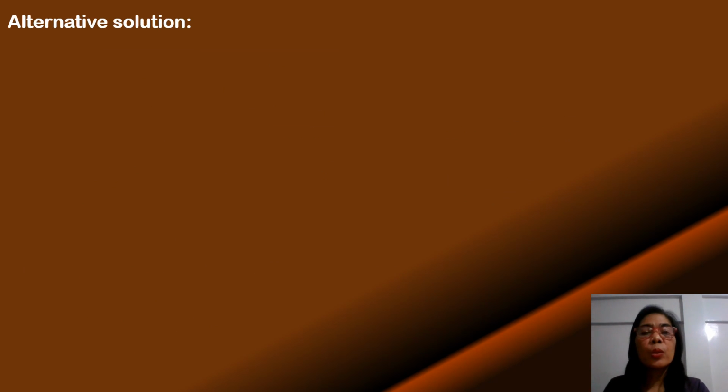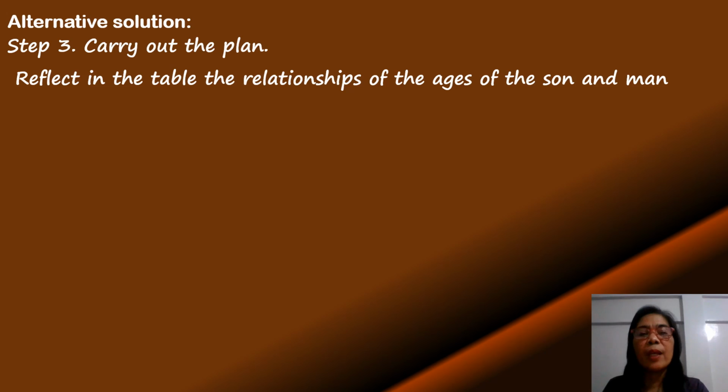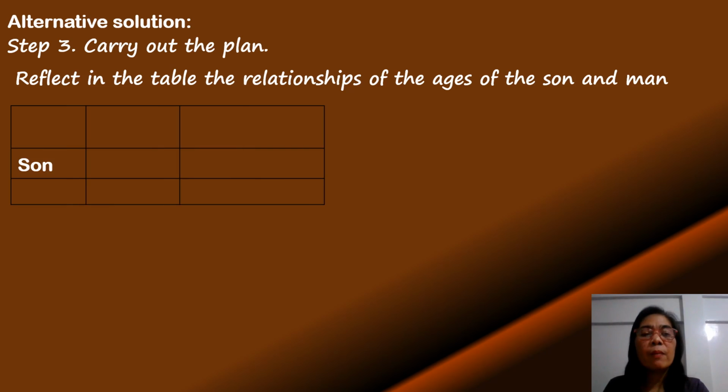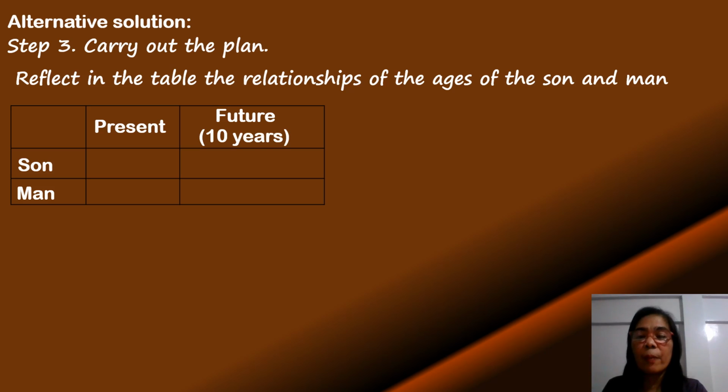Okay, so I will show you another way of constructing the table of ages. This time, we are going to reflect in the table the relationships of the ages of the son and the man. So we have here the son and the man, their present and future ages 10 years from now.